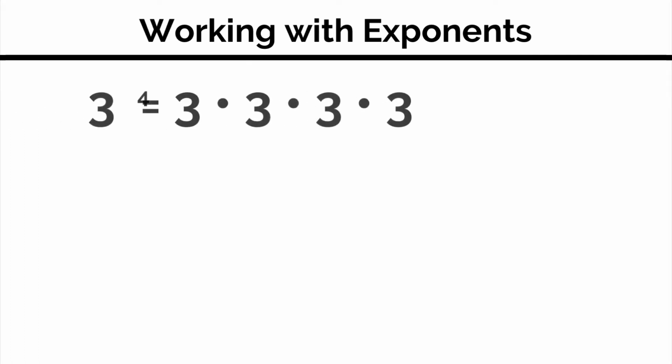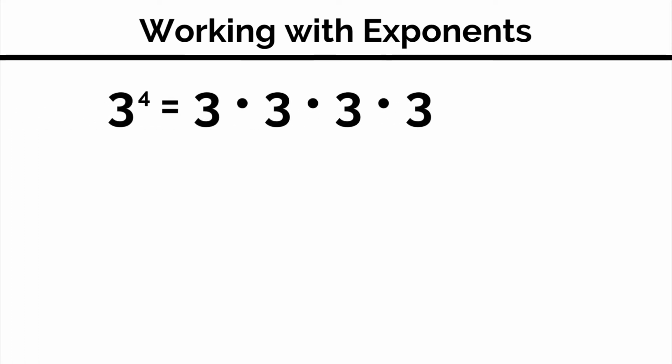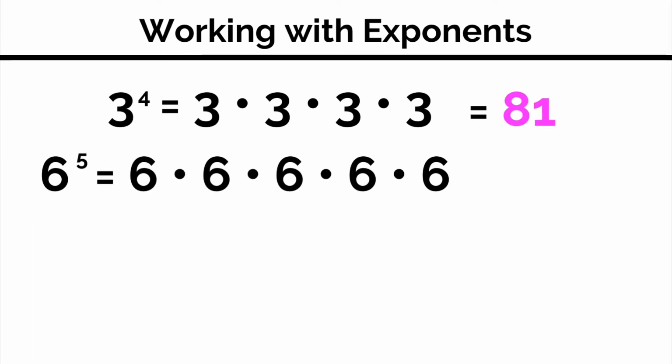Let's try a few examples to practice. What is 3 to the fourth power? That would be 3 times 3 times 3 times 3, or 81. What about 6 to the fifth power? Well, that will give us 5 sixes to multiply, which will also equal 7,776.